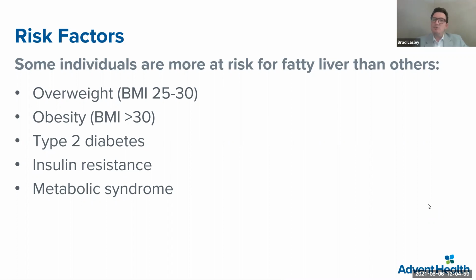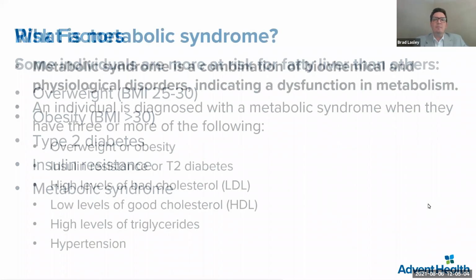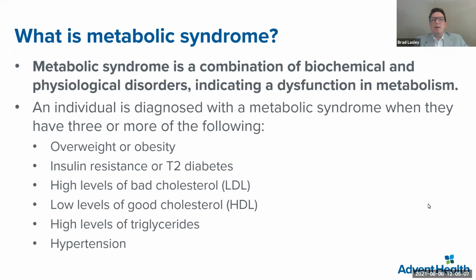Metabolic syndrome is also something that we consider to put our patients at risk for developing fatty liver disease. So what is metabolic syndrome? It's a combination of biochemical and physiologic disorders indicating a dysfunction of someone's metabolism. An individual is diagnosed with metabolic syndrome when they have 3 or more of the following that we're going to discuss. First, if you've been diagnosed as overweight or obese, other people like to classify this as a large waist circumference, or sometimes that apple-shaped appearance.